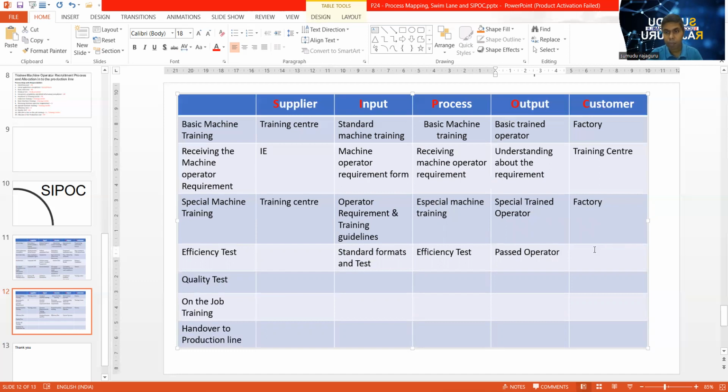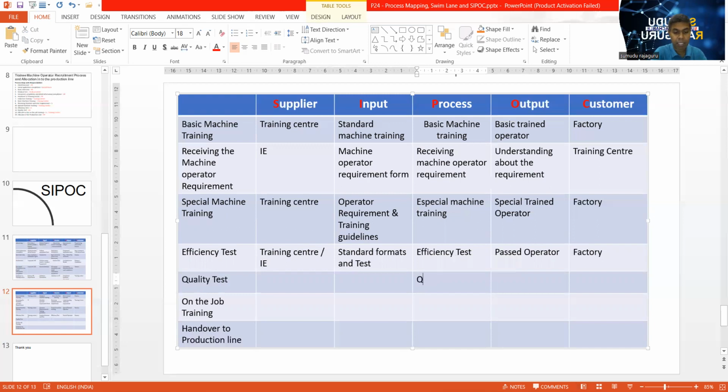Then who are the customer? Factory. Then who are the supplier? That person is supplied for the test by the training center. So I just put the training center. If you want, you can put the IE also, because that part is conducted by the IE department.